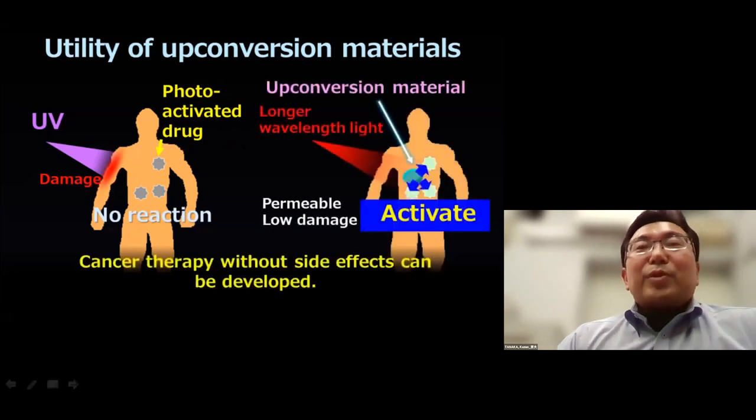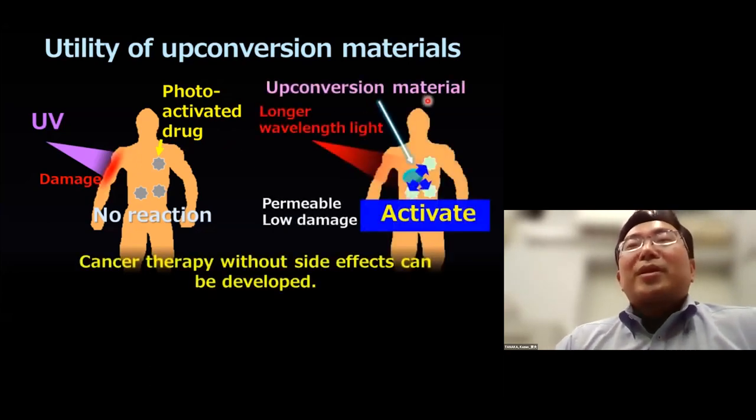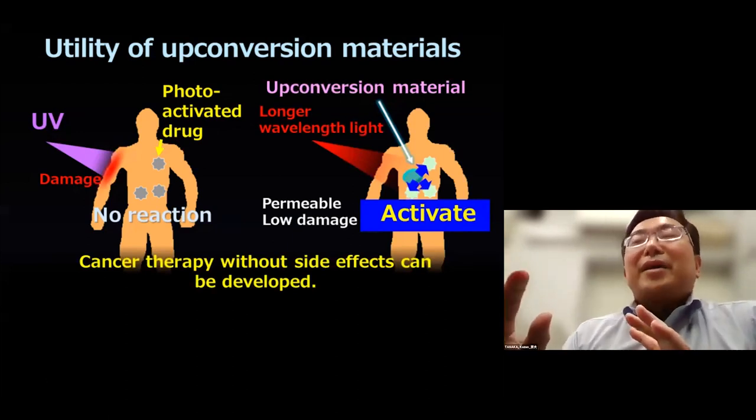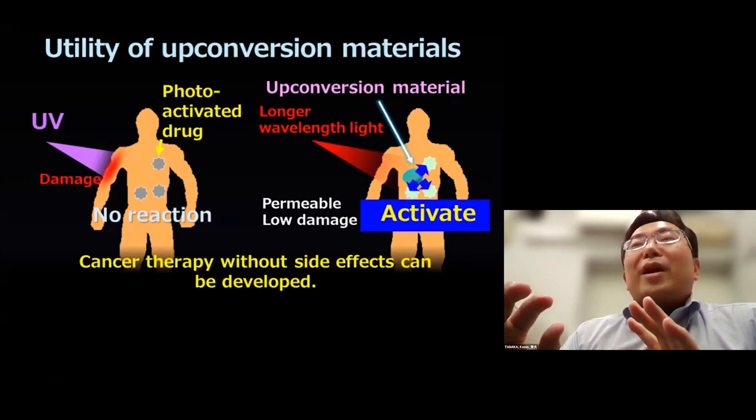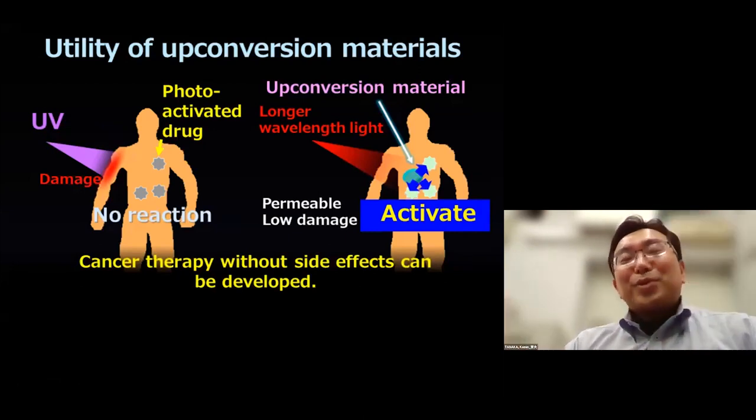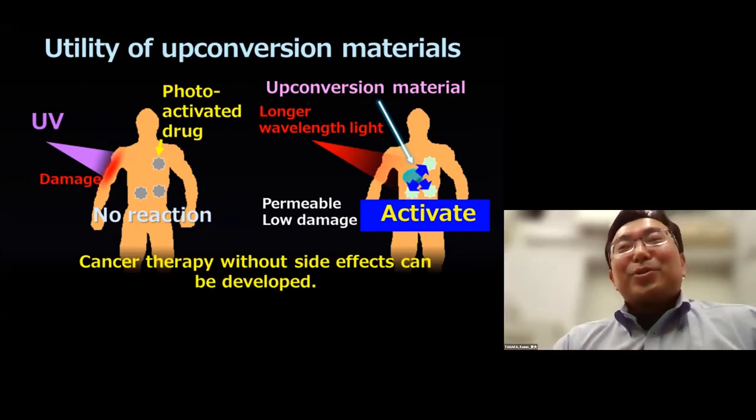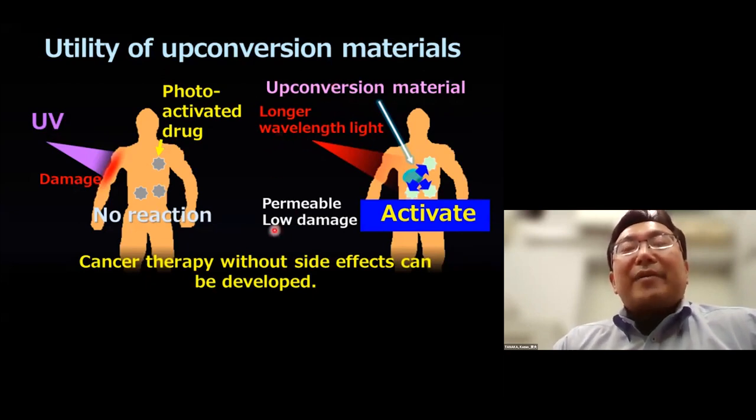So if we can have an up conversion material which can generate higher energy light by lower energy light irradiation, at this stage it is an imaginary material. If we add this up conversion material together with photoactivation drugs, we can use longer wavelength light, which has lower energy but higher permeability in our body.